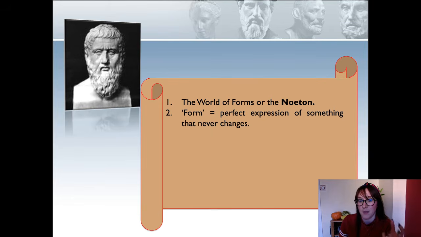So Form, always with a capital F, is an expression, it's a concept, it's an ideal. Just saying it's perfect isn't the definition; it's a description, not the actual definition of it.